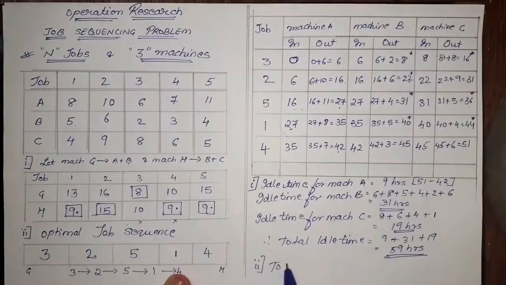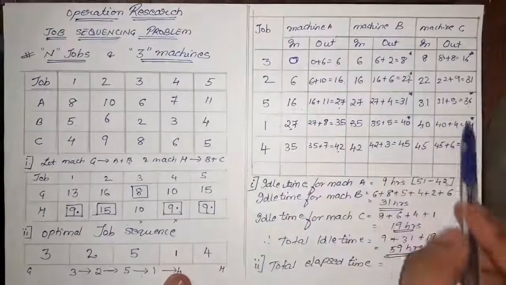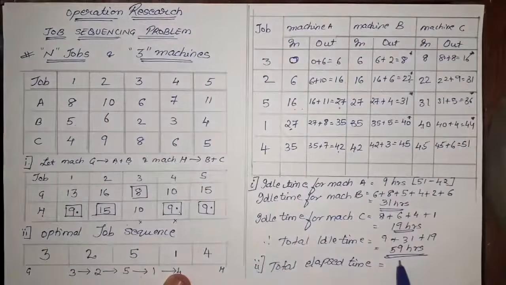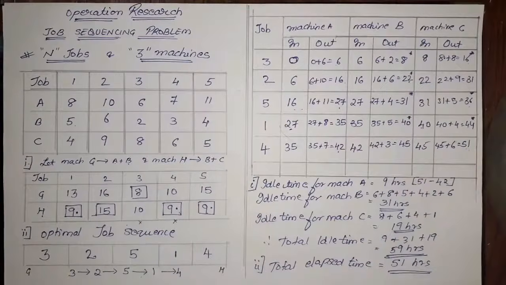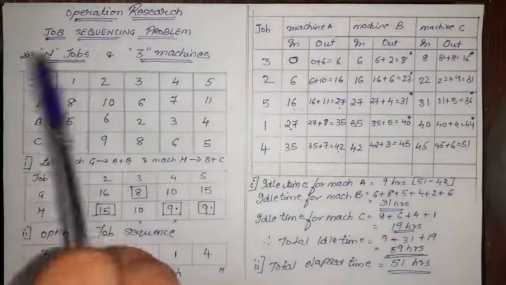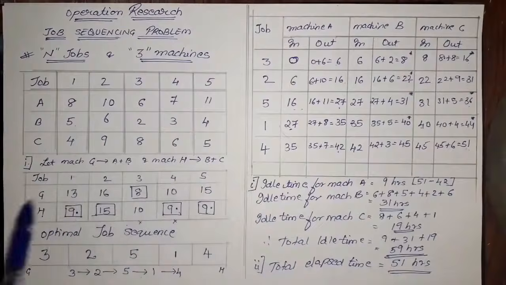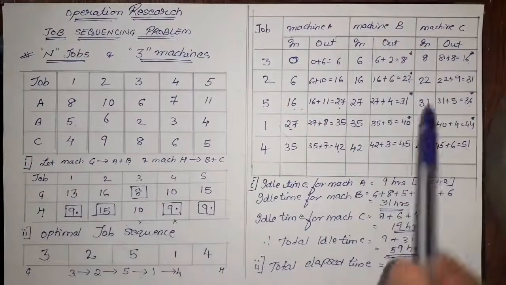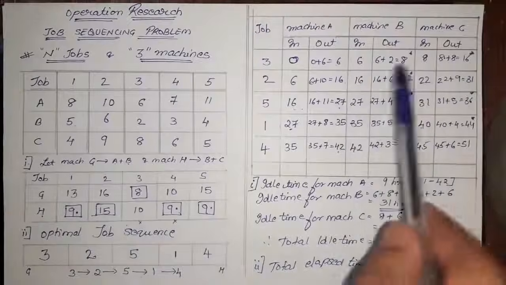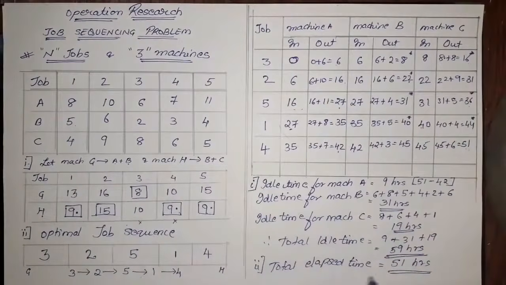Last thing to find is the total elapsed time, that is the total final hours. It started with 0 and ended at 51. So total elapsed time is 51 hours. So with this we have completed the question solving on job sequencing, where there are n number of jobs and 3 machines. So the first step was convert 3 machines into 2 machines, then find the optimal job sequence, thereafter do the calculation, and then from that calculation find out the idle time and the total elapsed time.